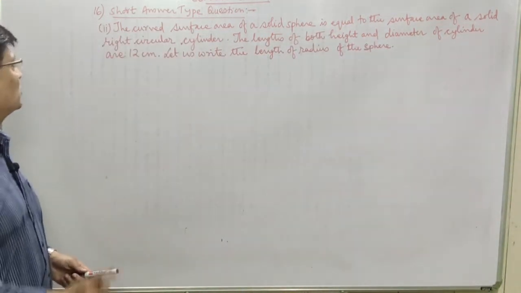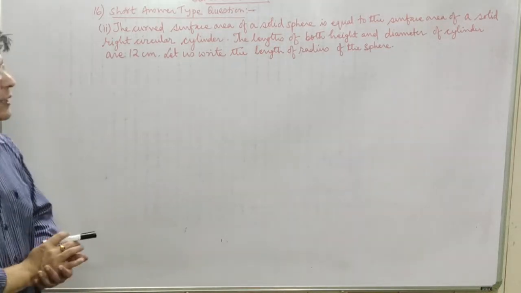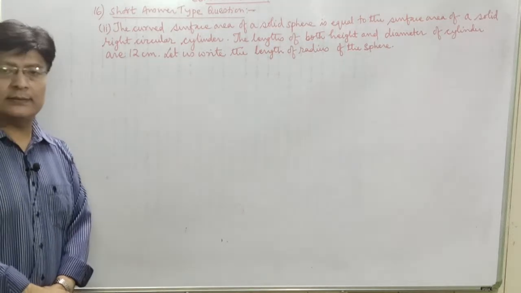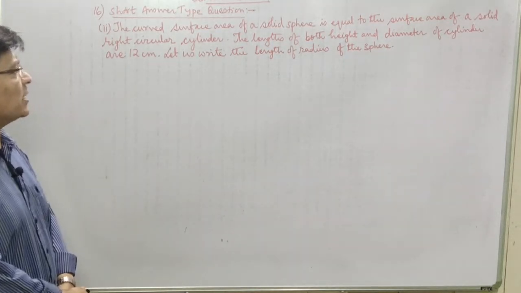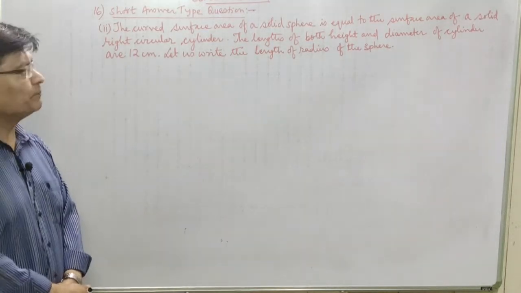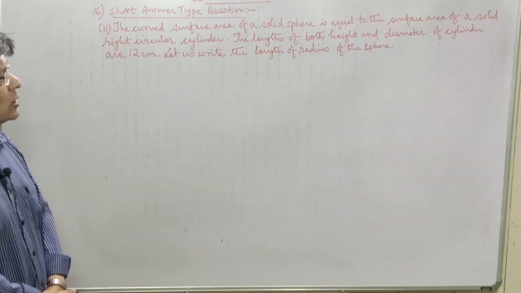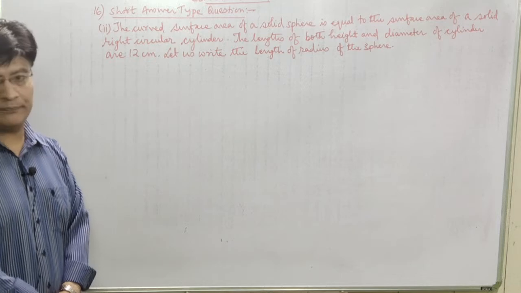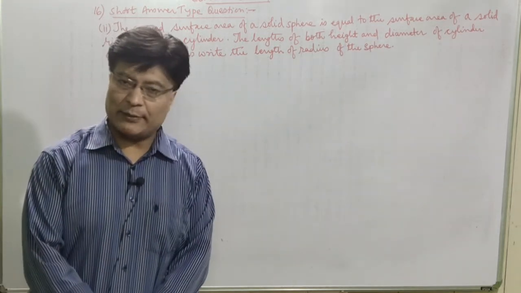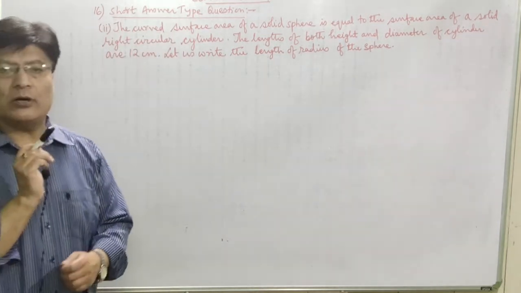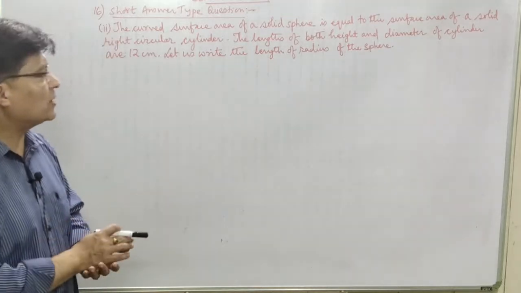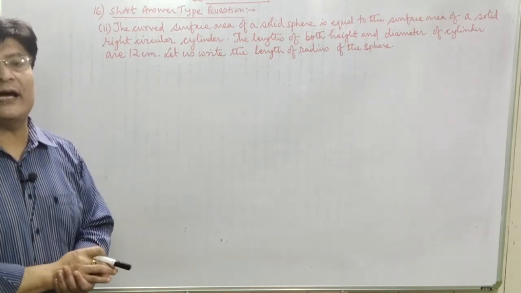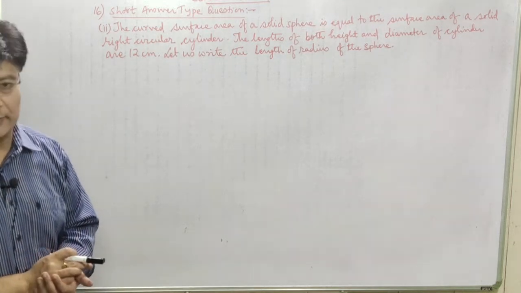So now we'll do the next question, that is question number 2, 16 number 2. The question says that the curved surface area of a solid sphere is equal to the surface area of a solid right circular cylinder. The question is saying that the curved surface area of a solid sphere is equal to the surface area of a right circular cylinder.